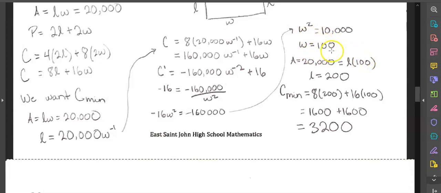So we have W equals 100, so we go back to the area equation. 20,000 equals L times 100, so L is 200. So now we have our dimensions, 100 and 200, and our minimum cost is going to be 3,200.